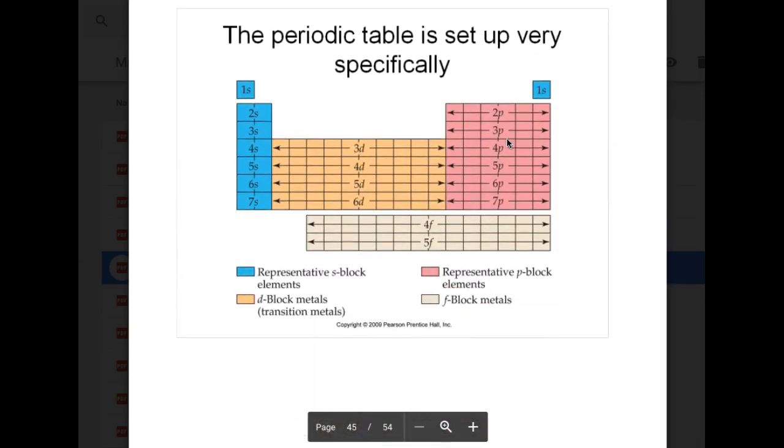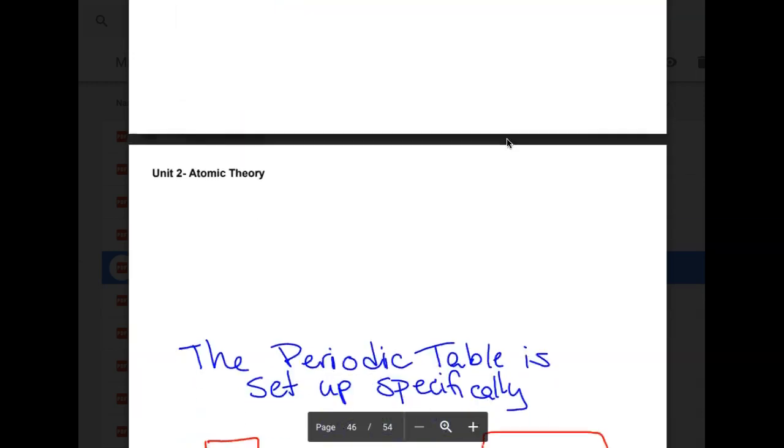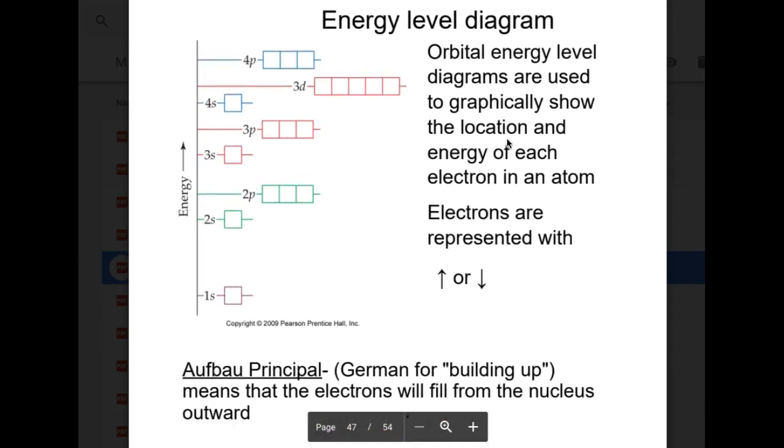Remember that the periodic table is set up very specifically. You should be able to use the counter-cross method in order to do an electron configuration in SPDF or sublevel format. So make sure that you review how to do this. And the energy level diagram, you will have to be able to replicate as well. So know that the S has 1 orbital, and the P has 3, and the D has 5, and the F has 7, for a max of 14 electrons.